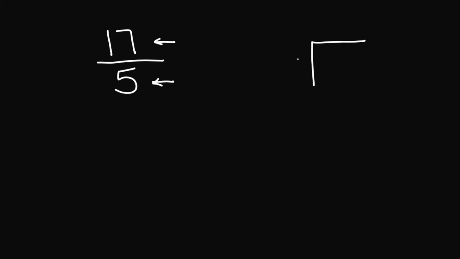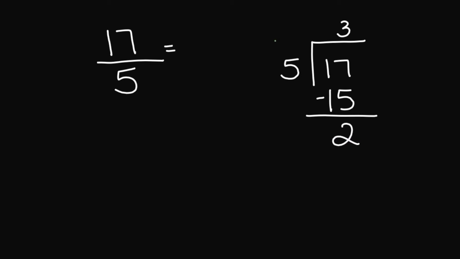I'm going to put my 5 on the outside and 17 on the inside, and we're going to go ahead and divide. 5 goes into 17 3 times. 5 times 3 is 15. 17 minus 15 is going to equal 2. So let's go ahead and write this as a mixed number.